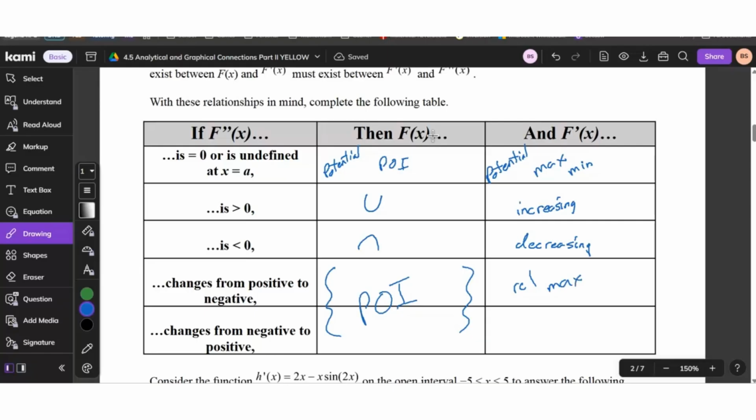Relative max, right? Positive to negative, it's increasing and then decreasing. All right, and then negative to positive, it's decreasing and then increasing, so relative min. Amazing. How do we all feel about that?